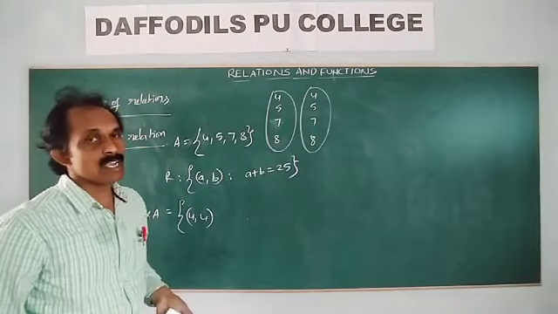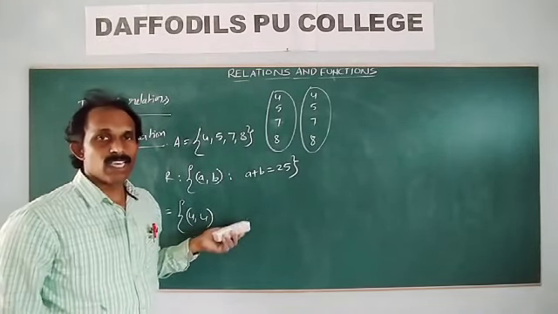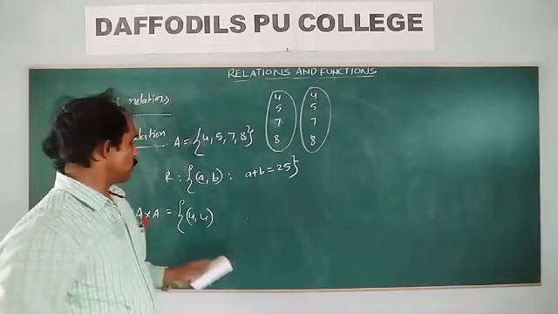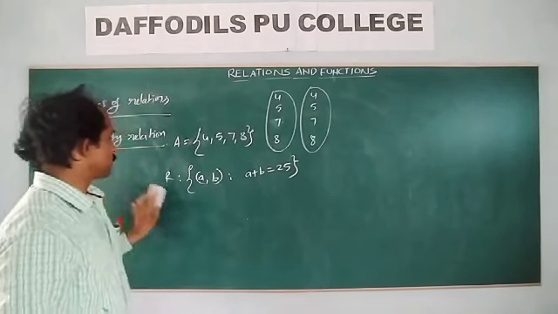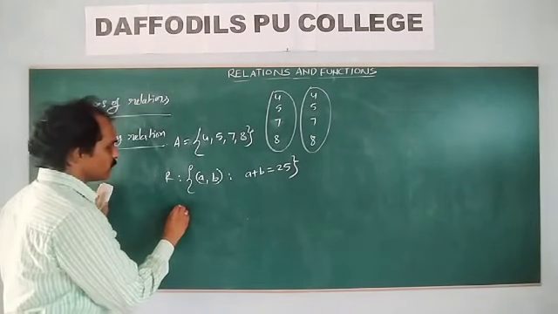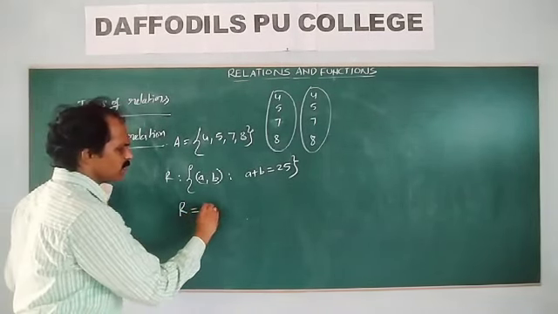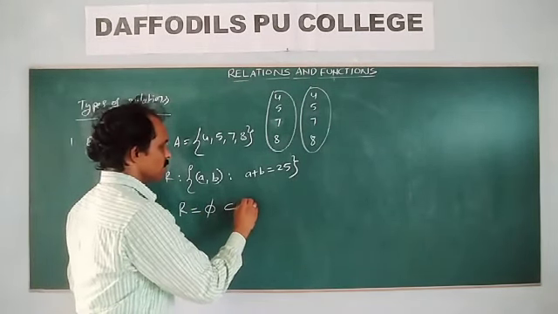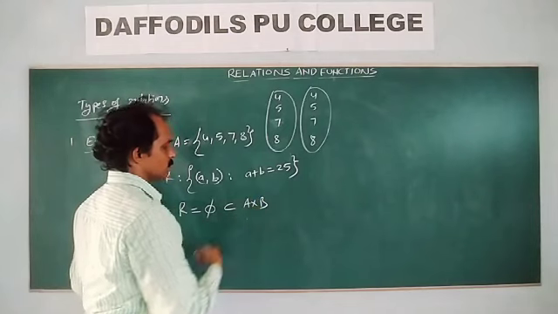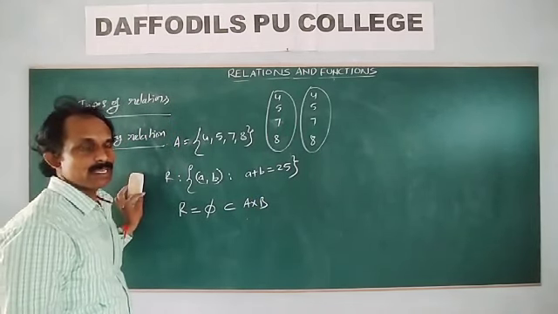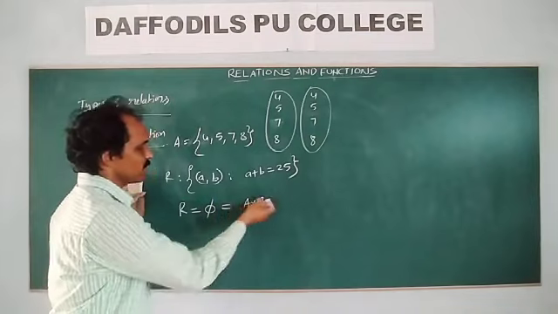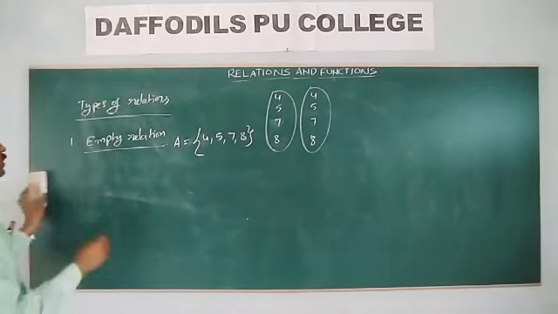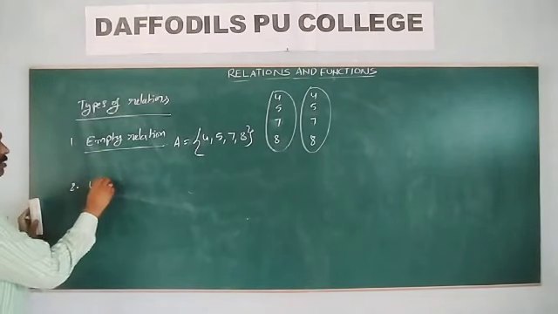So no element satisfies the relation. So this relation is an empty relation. This type of relation is called an empty relation, where no element of A is related to any element of A. Right? So how can you represent it? R is equal to empty, that is phi, a subset of A cross B. Okay, empty relation. Next, universal relation.